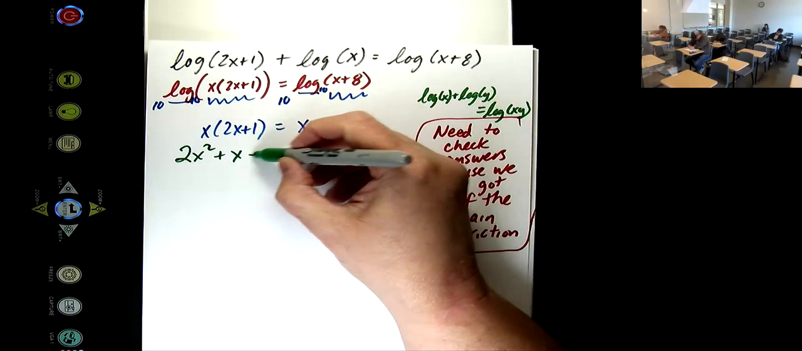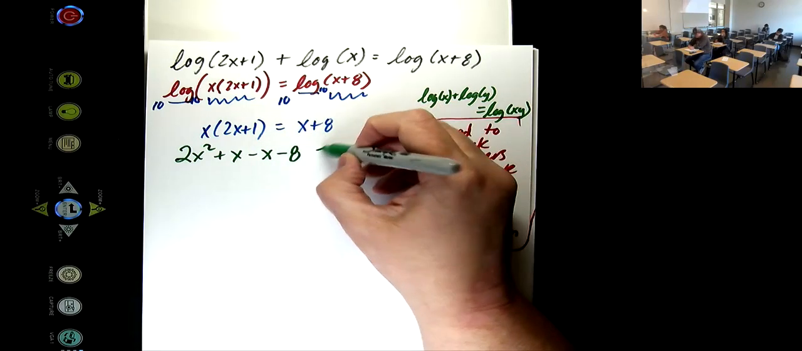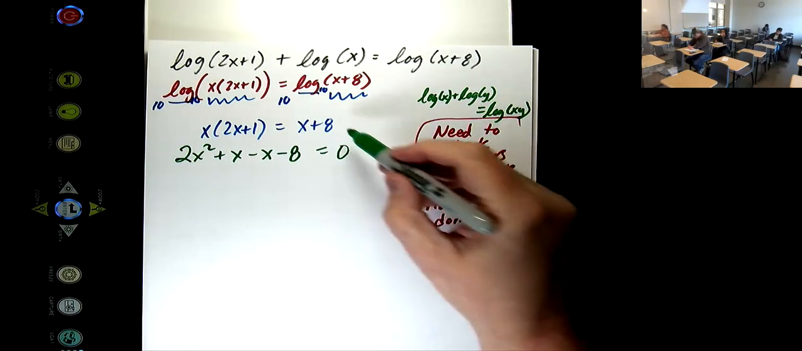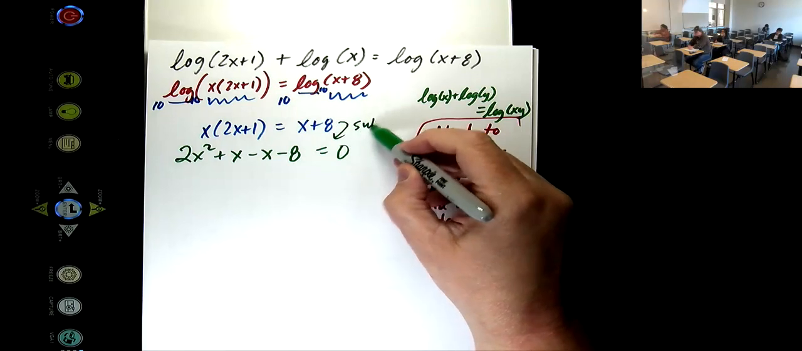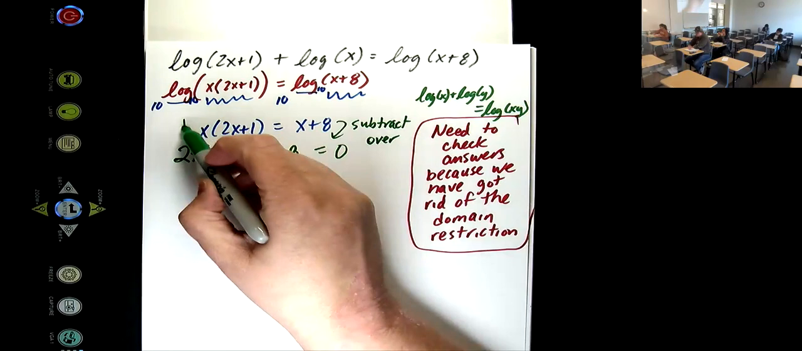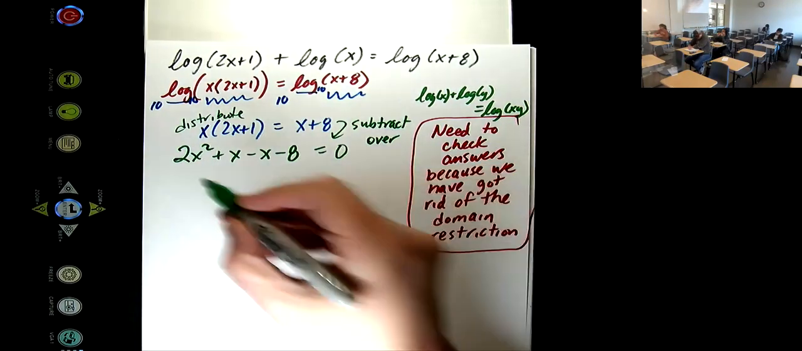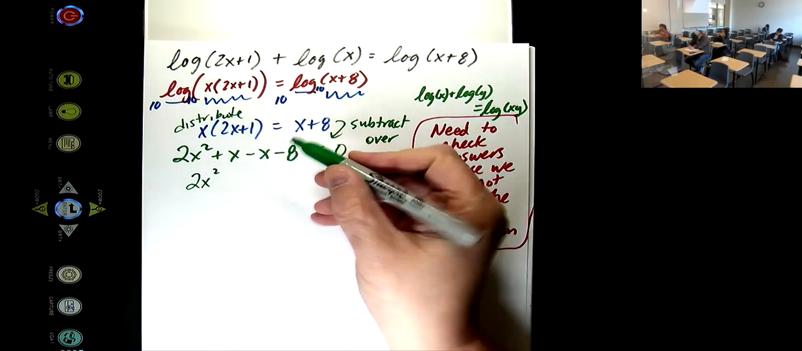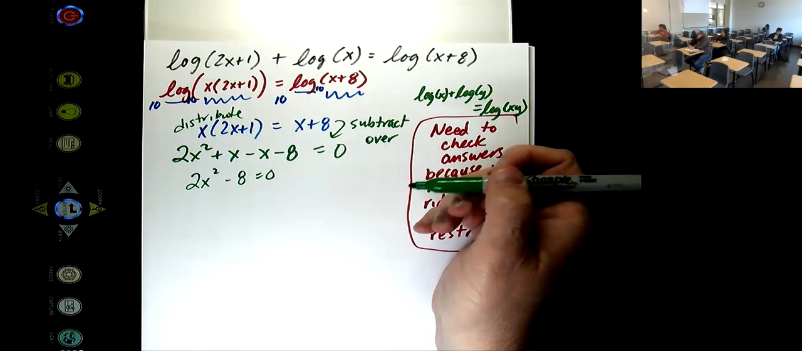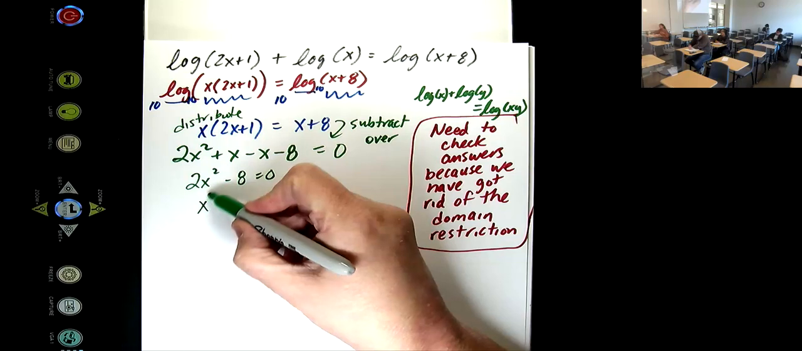And I'm going to subtract the x plus 8 over at the same time. So subtract over and distribute. When I do that, I got 2x squared minus 8. I can divide by 2, make this a little bit easier.